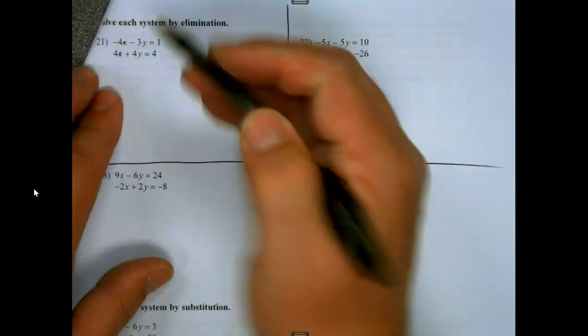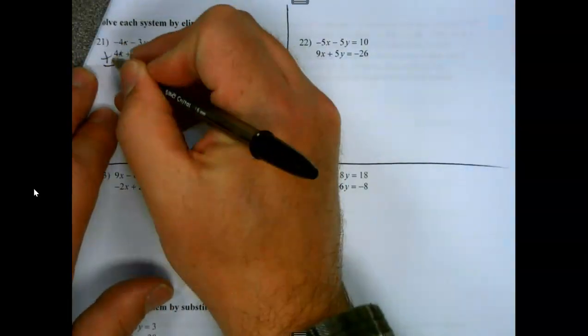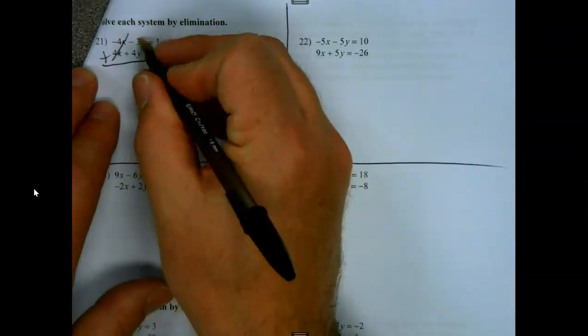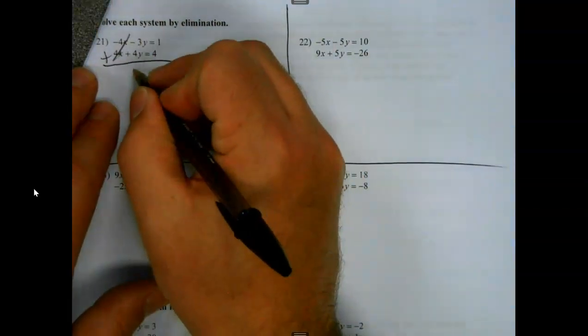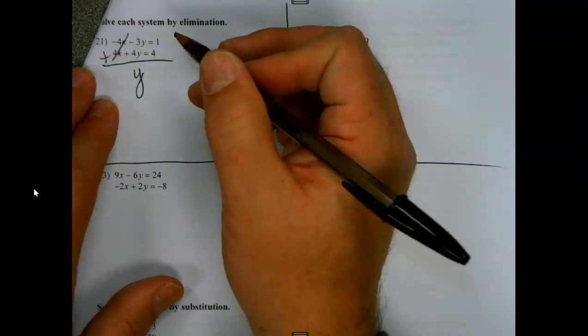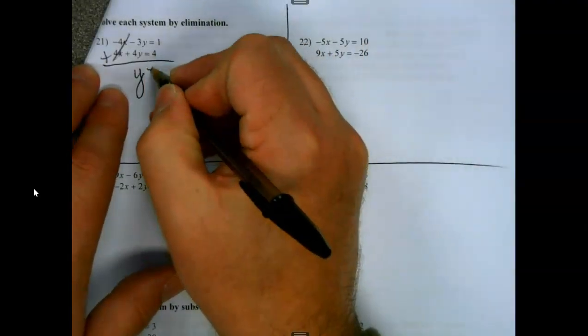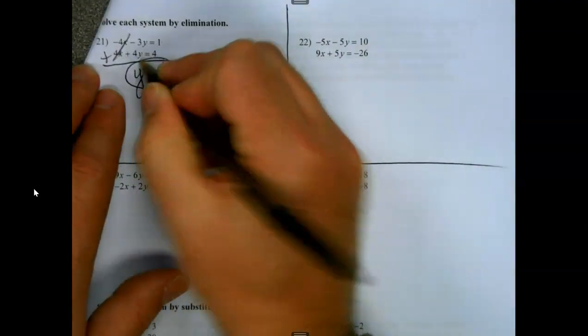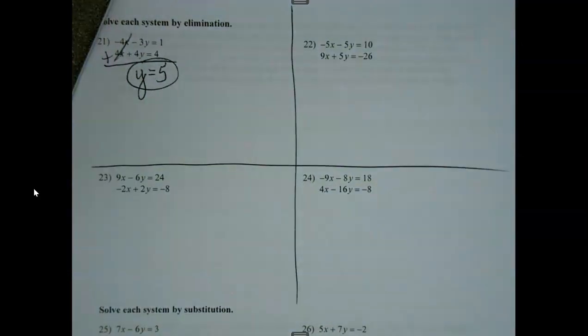Negative 4x plus 4x right off the bat. That's kind of nice. Okay, bye x. Negative 3 plus 4 is 1y, or you could just put y. And 1 plus 4 is 5. It does not get much easier than that to get one of your expressions. They will not all be that simple. Now, I'm not done yet, though. Don't stop. We still need to figure out what x equals.